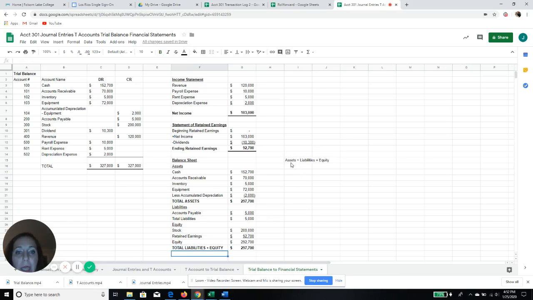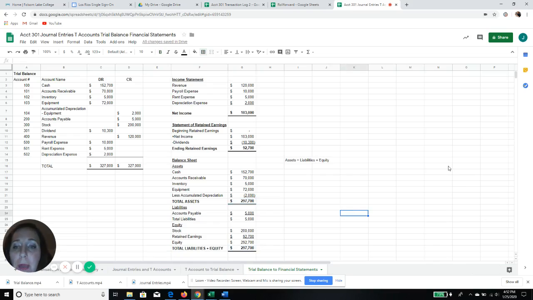Now let's go back to our accounting equation. It says assets must equal liabilities plus equity. My total assets are $297,700. My total liabilities plus equity is $297,700. So they equal. That means I must have done something right. So I'm going to give it a double underline to show I've checked my work.